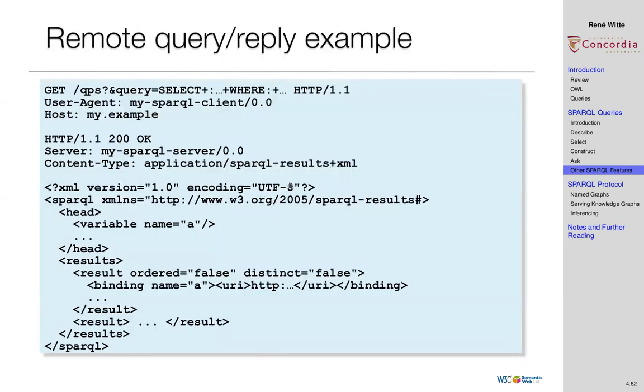So we'll see an example for this later, but the core idea is that you run a query against a knowledge graph like here. You send this to a server. It's a web technology, an HTTP request, and then the server will answer with the result in a certain format. So here in this example, it uses RDF/XML, but you can ask for the format in the request header.